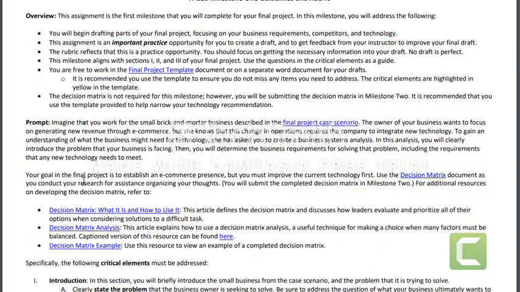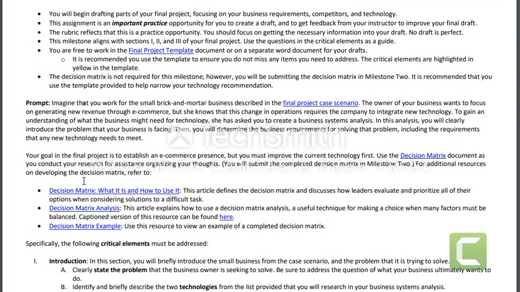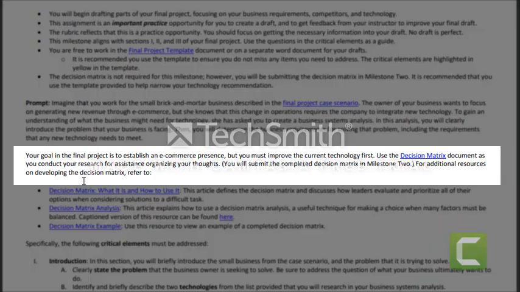Okay, so your final goal, and you do want to keep your final goal in mind as you write through this project, because same as when you went through your early English courses and you discussed always coming back to a thesis, to a thesis statement, to a thesis prompt. You want to always be coming back to your goal. And your final project goal is to establish an e-commerce presence and improve the current technology first.